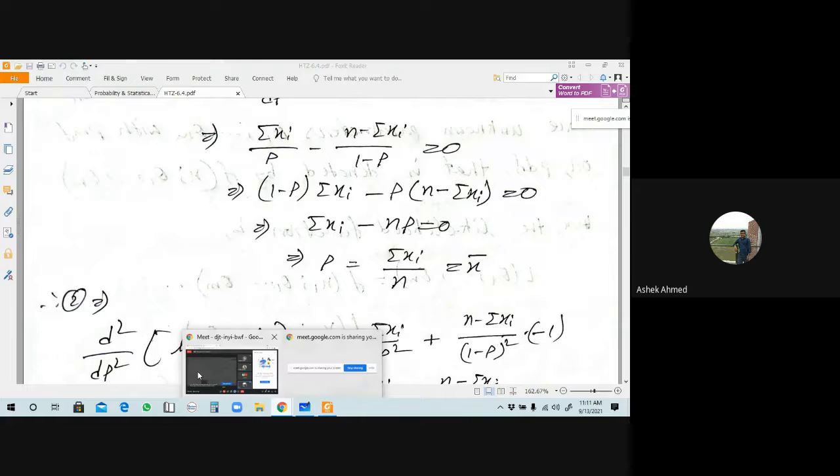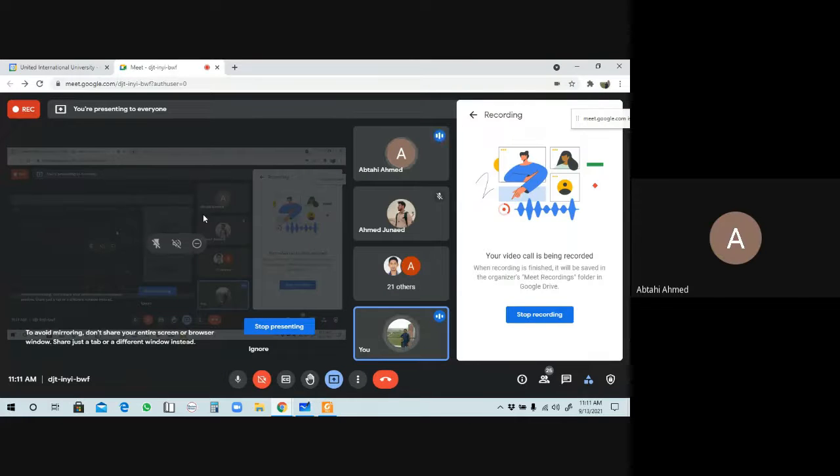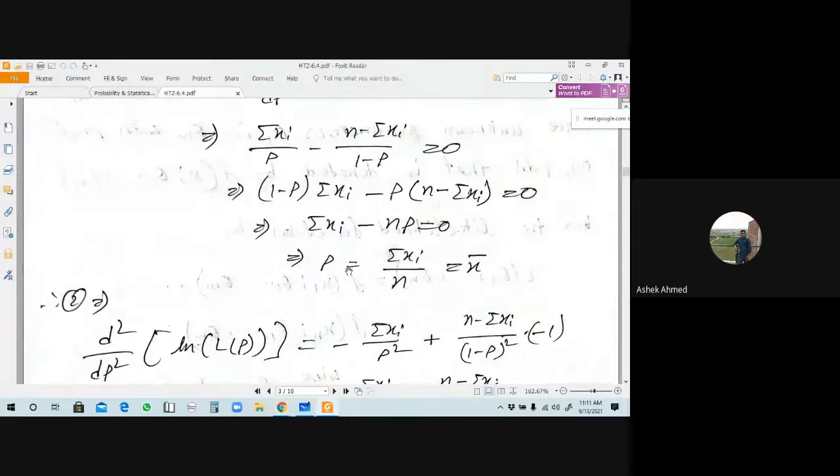Can you hear me? Respond to me. Yes, sir. Okay, so the value of p is summation of xi by n. What do we mean by summation of xi by n? This represents x bar. What do you mean by x bar? This represents the sample mean, is it right? Yes, sir. Okay, this represents the sample mean.